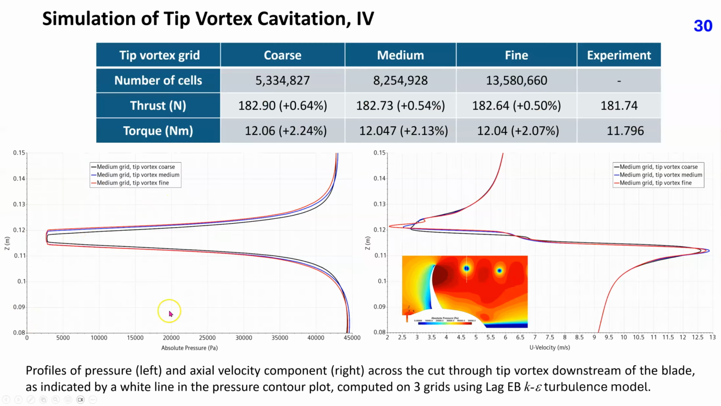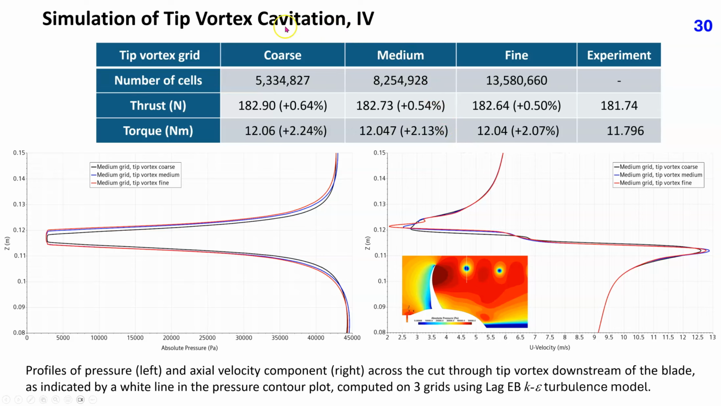These two plots show profiles of pressure on the left and axial velocity component on the right across the cut through the tip vortex downstream of the blade, as indicated by the white line in the pressure contours plot, computed on three grids. With the first level of local refinement, the absolute pressure in the vortex core barely drops below saturation level, and the velocity minimum is not well pronounced. With further local refinement, the low pressure zone within the vortex core becomes wider, and the velocity minimum becomes very narrow. Outside the tip vortex core, the solution does not change much by the local grid refinement.